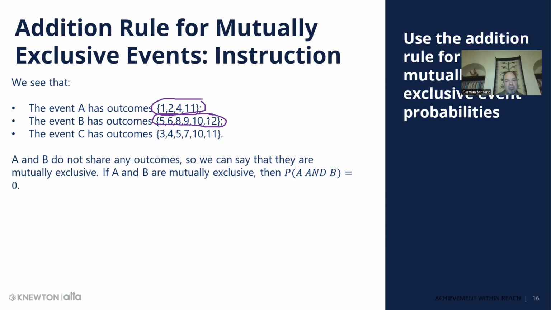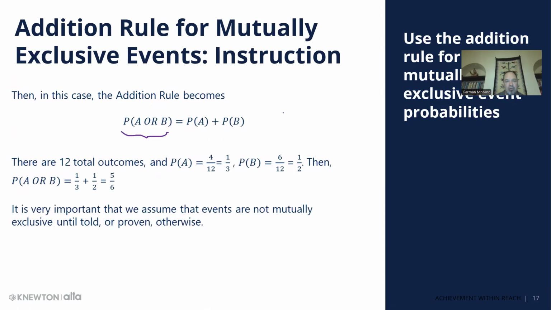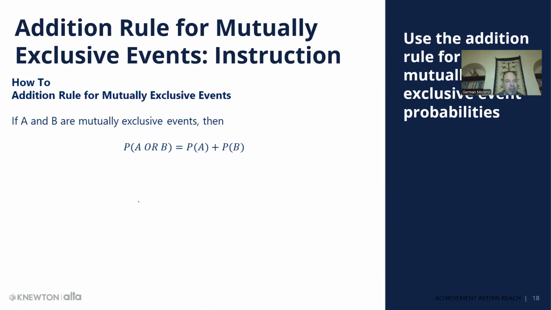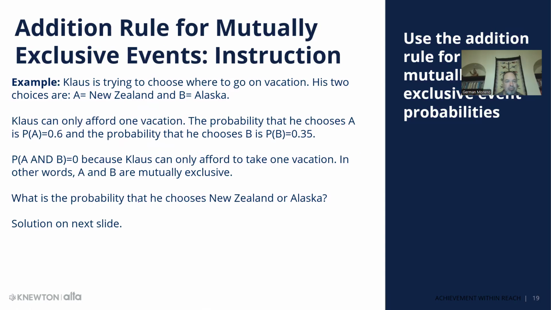So they're mutually exclusive. That means P of A and B is 0. And so we go with a simplified version. You don't need the minus probability of A and B piece. So you just figure these out alone, add them, and you get your answer. So that's the addition rule for mutually exclusive events.